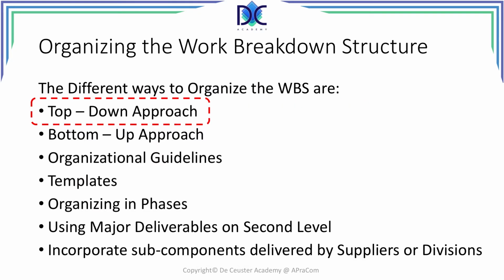Let's have a look at the organization of the work breakdown structures. There are different ways to organize the WBS. In the previous parts, we already looked at a top-down approach. We start from the project and go down level by level, increasing the knowledge and the details about the project. In case we already have activities defined but we don't have a WBS, we can inversely construct the WBS, starting from these activities and going up.